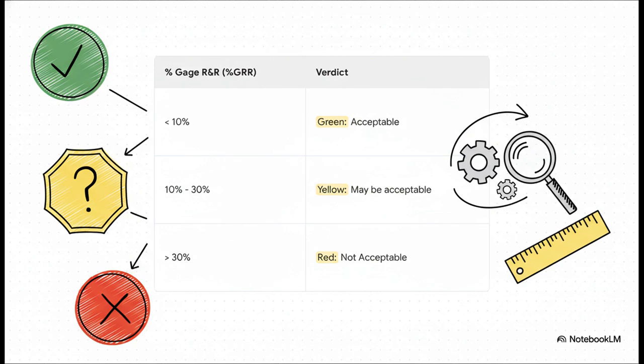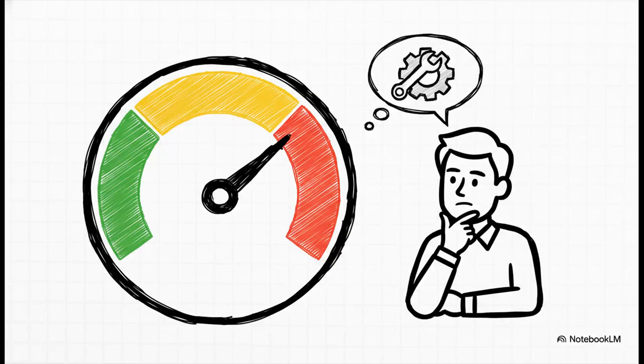The big number you look at is the percent gauge R&R. It tells you what percentage of all the variation you're seeing is just noise from your measurement system. If it's under 10%, you're in the green. You're good. Over 30% is a big red flag. And that yellow zone in the middle, well, that's where you have to use some business judgment. So in the example from our source material, the result was 18.71%, and that lands it squarely in that yellow "it depends" zone. It's not a total disaster, but it's not great either.